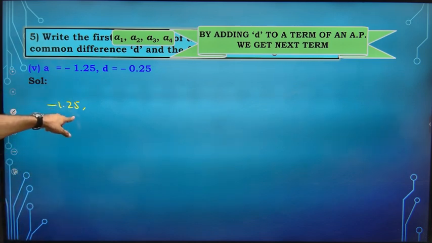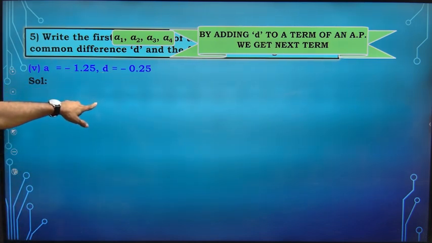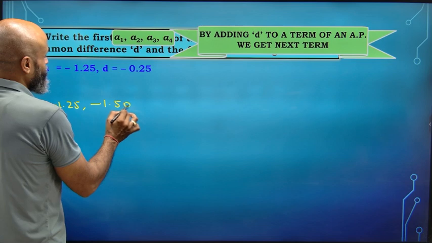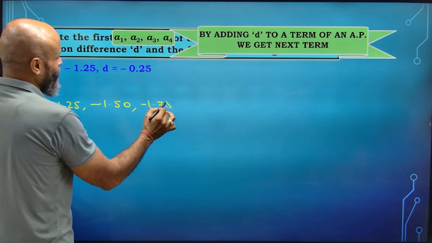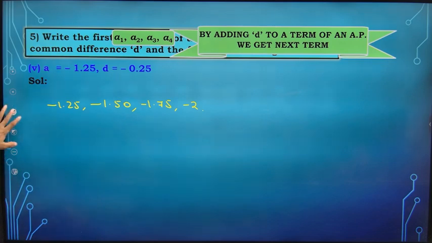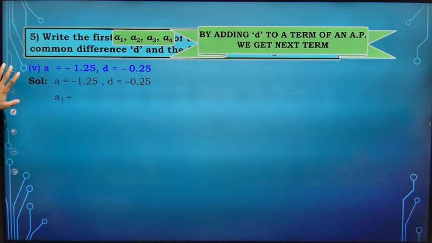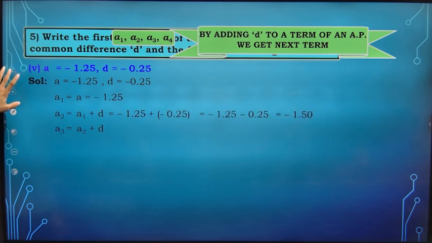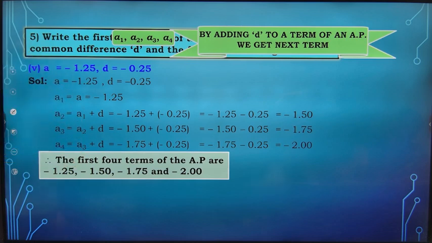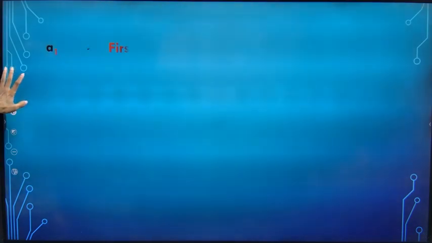A is minus 1.25. How much will D be? How much will this be? Minus 1.5, minus 1.75, minus 2. Clear? Okay. So the first four terms of the AP are minus 1.25, minus 1.5, minus 1.75 and finally minus 2.